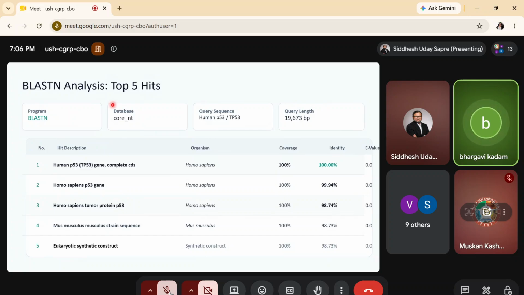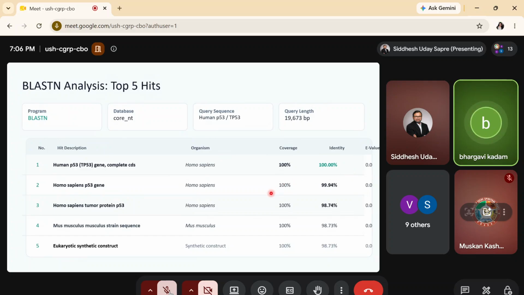Yeah, the best hit was the human TP53 gene itself. It showed 100% query coverage, 100% identity, and an e-value of 0.0. So it confirms that the retrieved sequence was correct.